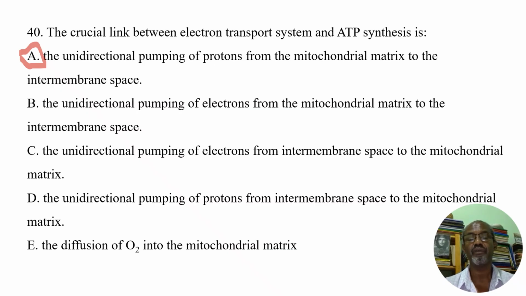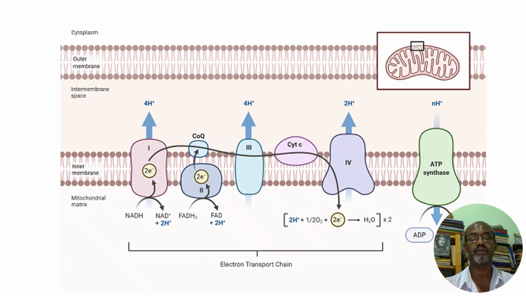The pumping of electrons from the intermembrane space to the mitochondrial matrix. It says the reverse direction. Forget about the others, please. This is it. You can see the diagram. These are the electron transport complexes 1, 2, 3, 4. Cytochrome C and coenzyme Q, ubiquinol, are the mobile parts.